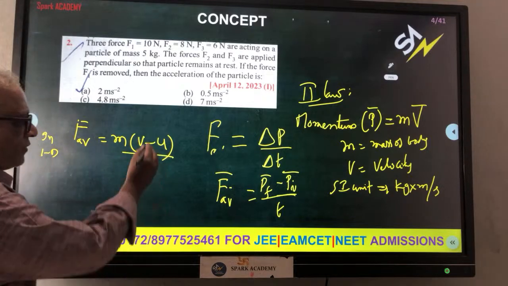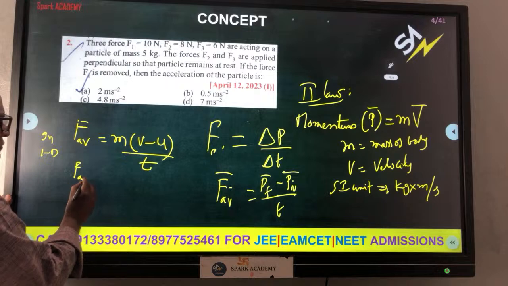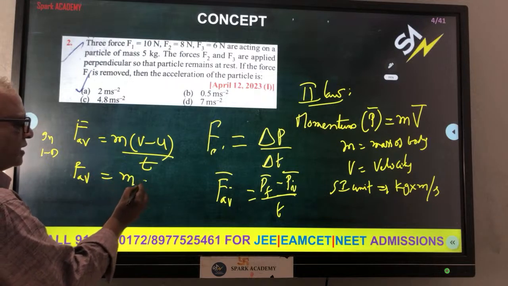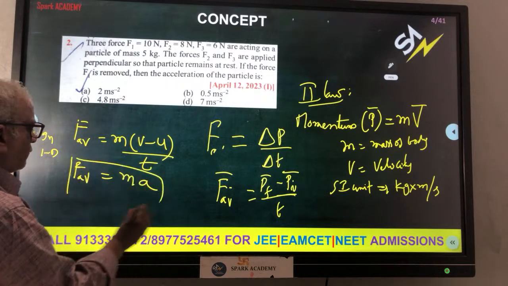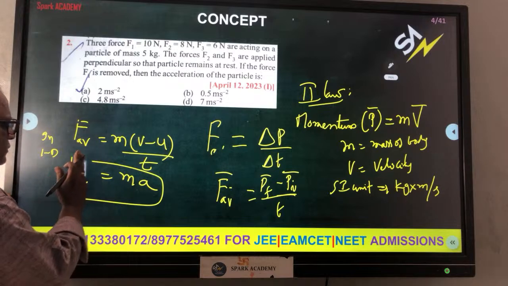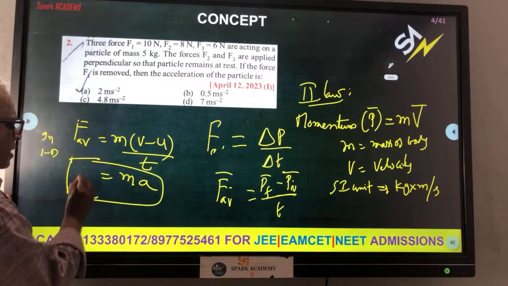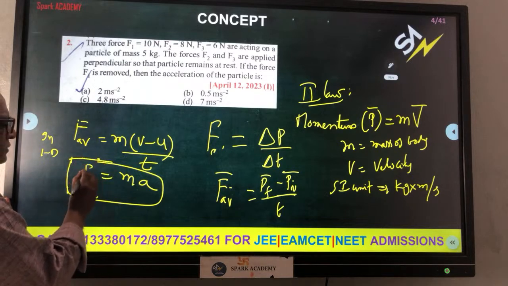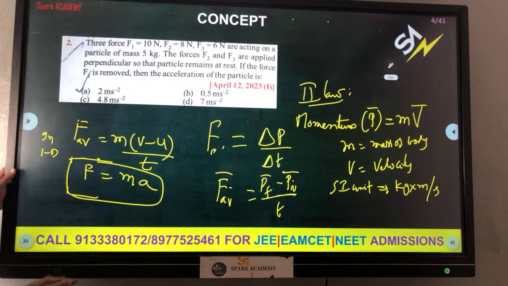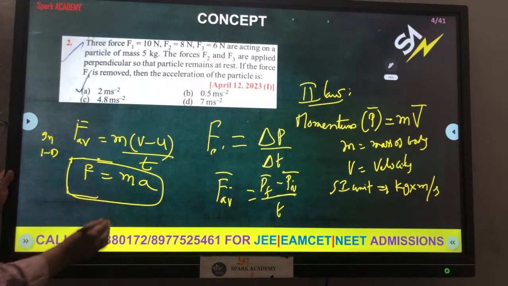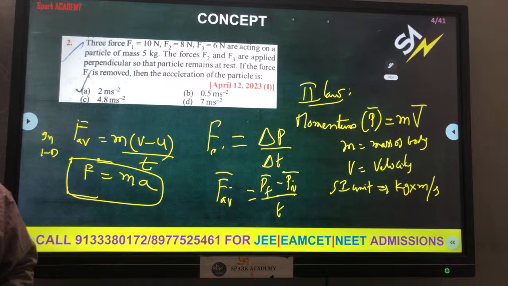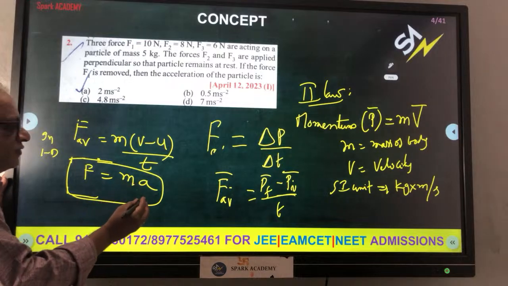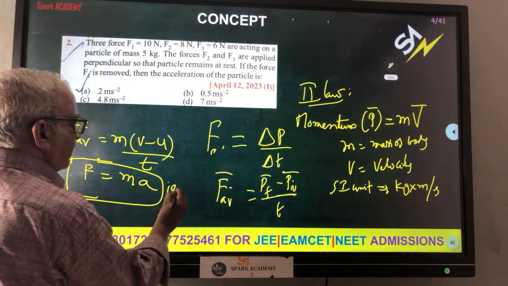V minus u by t is acceleration. So average force, you are writing, is m into a. This is the famous formula from first year and second year. Everybody should know force is equal to m a. M is mass, a is acceleration. So acceleration is F by m, you can write.